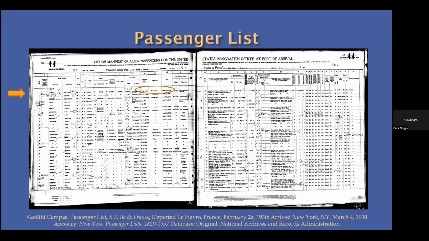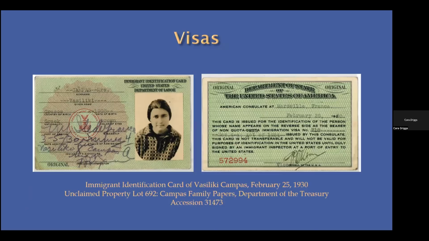Here's the passenger list for Vasiliki Kampas of Greece. It lists her visa number, which was 218, that it was obtained in Marseille, France on February 25th, 1930, just before she left to join her husband. And that's the circled information on the passenger list. You may be able to find evidence of visas in personal papers. For example, here is a card that was issued to Vasiliki Kampas, indicating that she received a visa from the U.S. consulate.